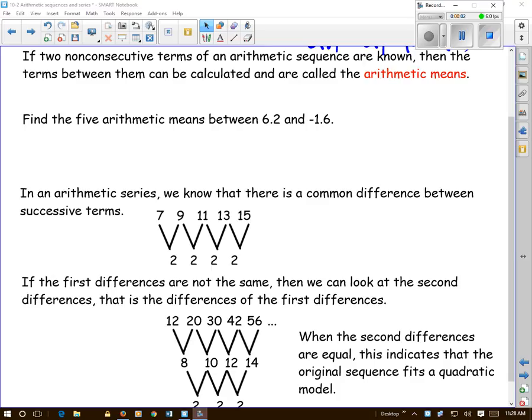Now, if we know two non-consecutive terms of an arithmetic sequence, then we can find the terms that go between them if we know how many terms there are. These numbers are called the arithmetic means. Okay? Yes, but there could be more than one of them. Like we might have 3 numbers in between the two, and we're going to find all 3 of those numbers. Or there might be 5.